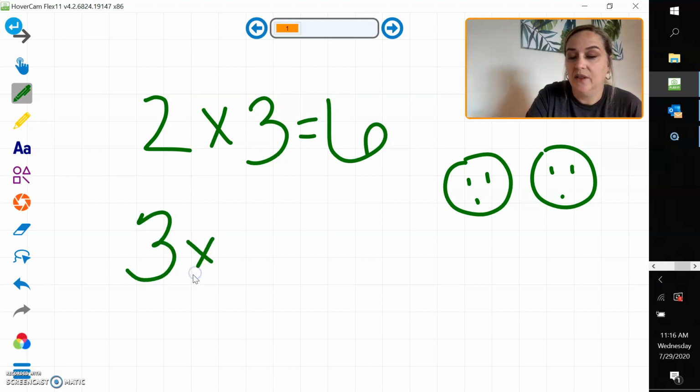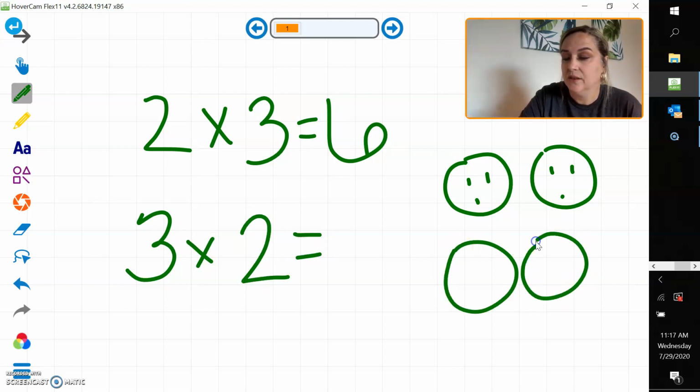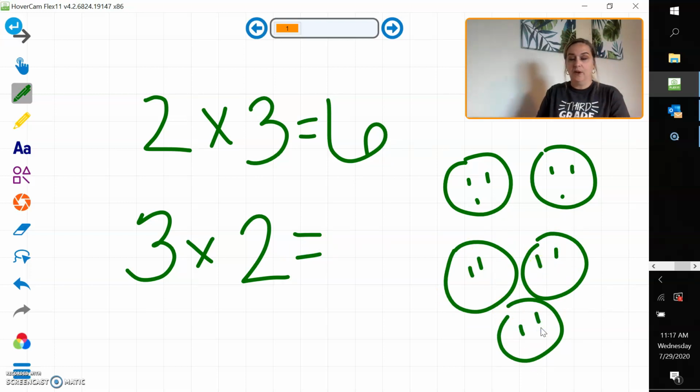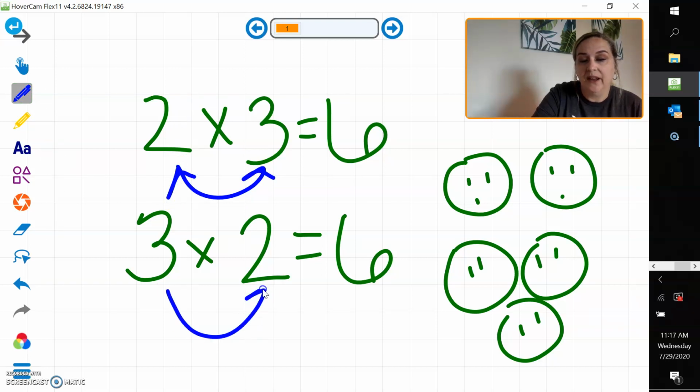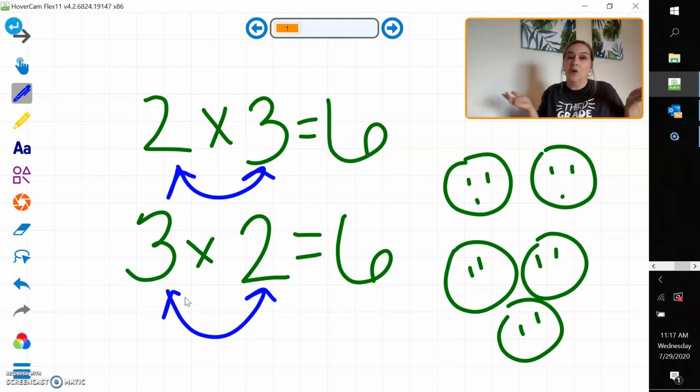What's the product of 3 times 2? So if you have 3 groups of 2, what's the product? Let's count. 1, 2, 3, 4, 5, 6. So the commutative property of multiplication is really about the fact that when you're multiplying two numbers together, order doesn't matter, okay? You can switch them, you can flip them, and you're still going to get the same product.